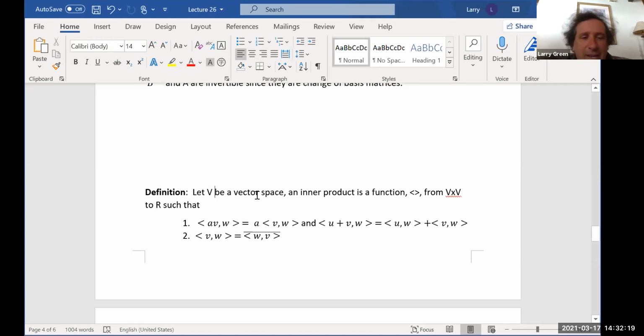Let V be a vector space. Then an inner product is a function, and we put little pointy brackets, from V cross V to R, such that <av, w> equals a times <v, w>, <u + v, w> equals <u, w> + <v, w>, and <v, w> is equal to the conjugate of <w, v>. Do you remember the bar?